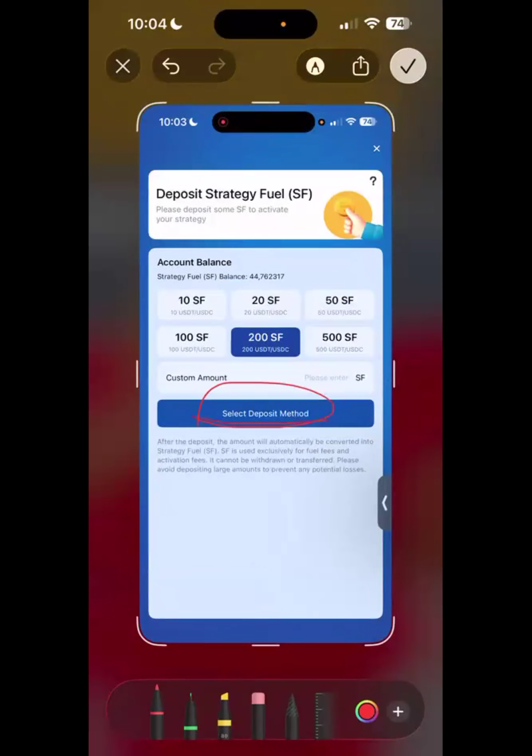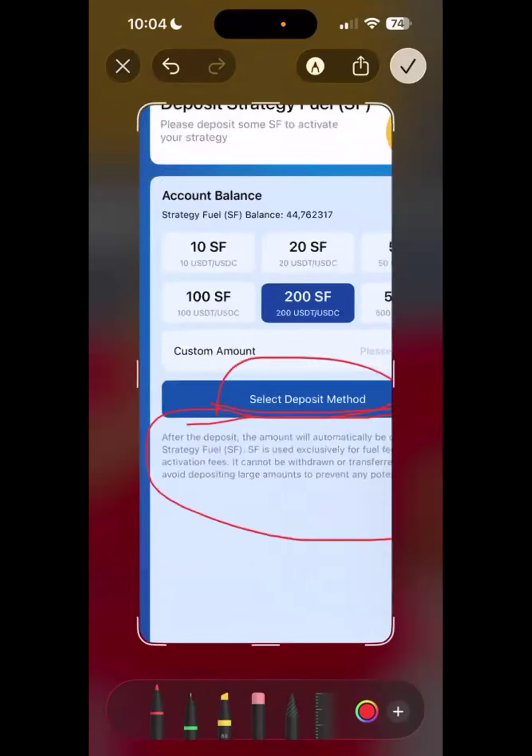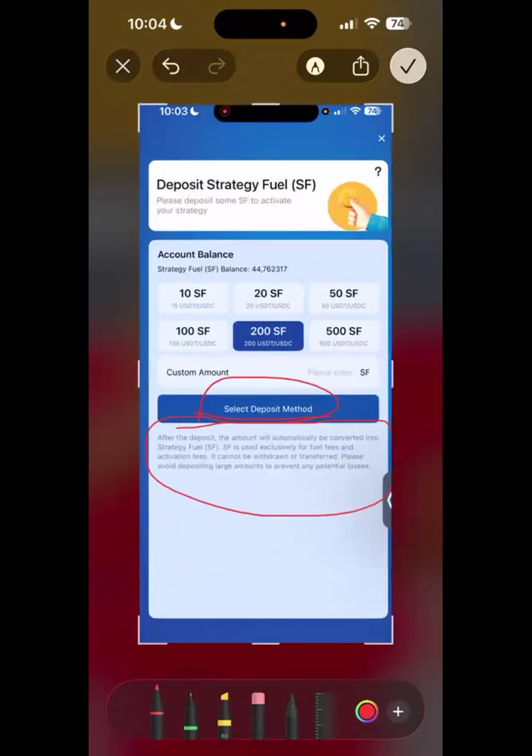Now, before I select it, there is information here. It says after the deposit, the amount will automatically be converted into strategy fuel. SF is used exclusively for fuel fees and activation fee. Meaning if I have this money here, I can only use it to activate or pay for fuel fees. I cannot transfer it. I cannot withdraw it.